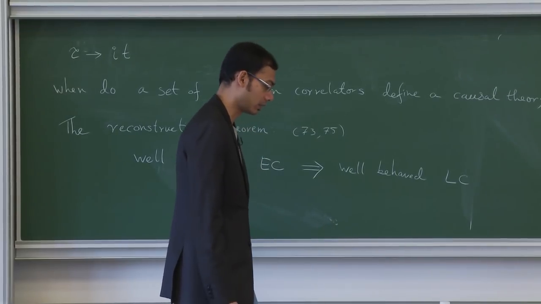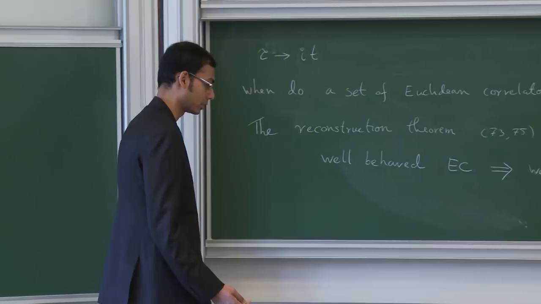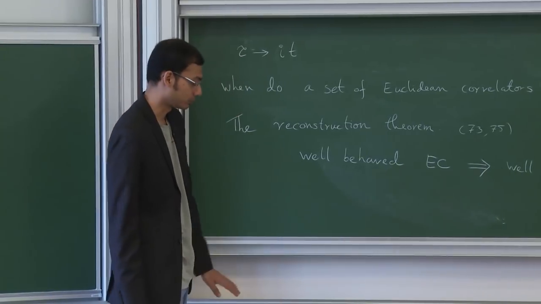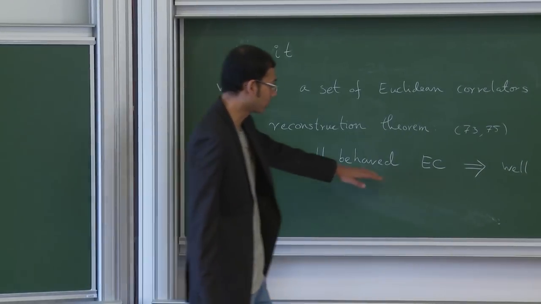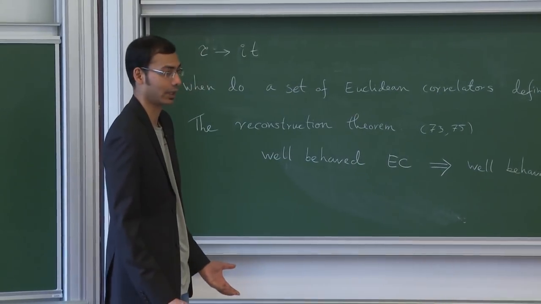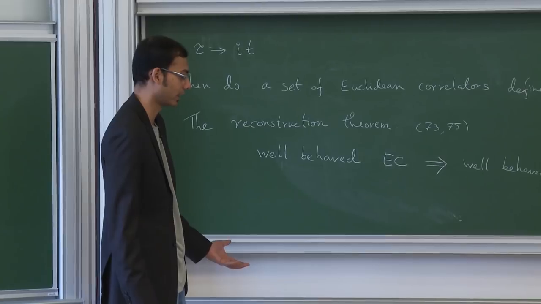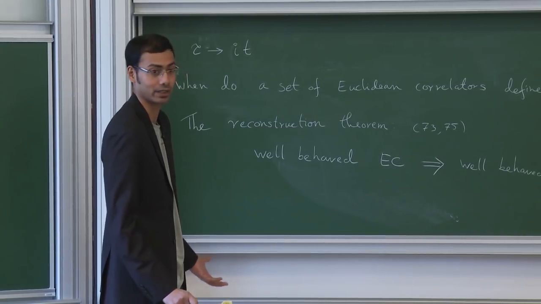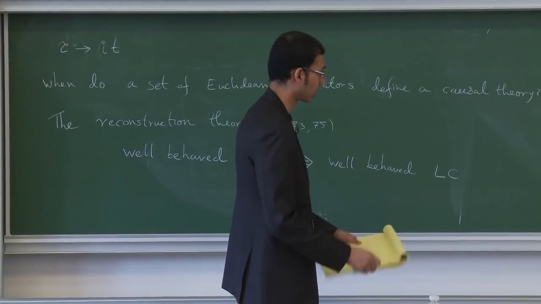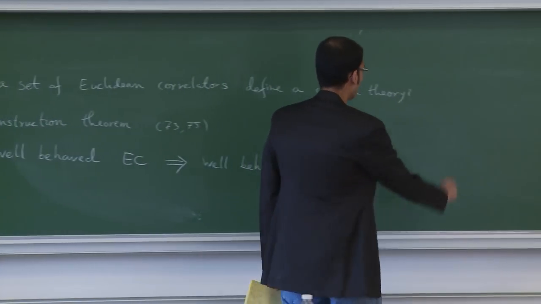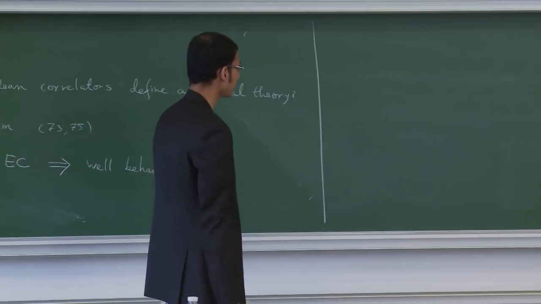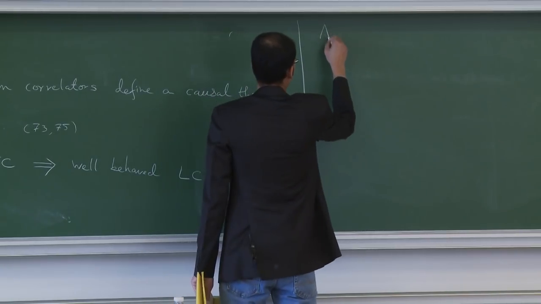The reconstruction theorem doesn't actually give an answer to that question. It tells you that a well-behaved Euclidean correlator will not give you causality violation, but if I have a causality-violating theory, it doesn't tell you exactly what goes wrong. So that leads to analytic continuation.